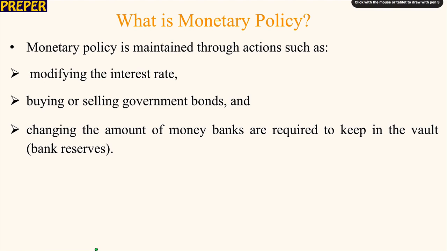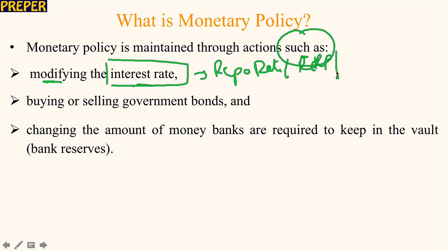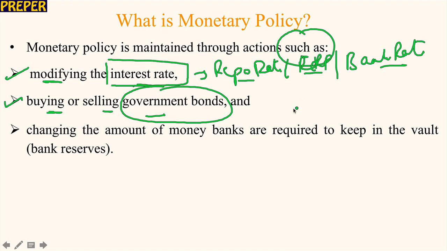So monetary policy is maintained through actions such as: what all does the central bank do in order to maintain the monetary policy? It modifies the interest rates, like repo rate, reverse repo rate, and bank rate. When you modify, it means you increase or decrease these rates in order to control the money supply. It would also buy or sell government bonds, like it would issue government bonds and use the government bonds.